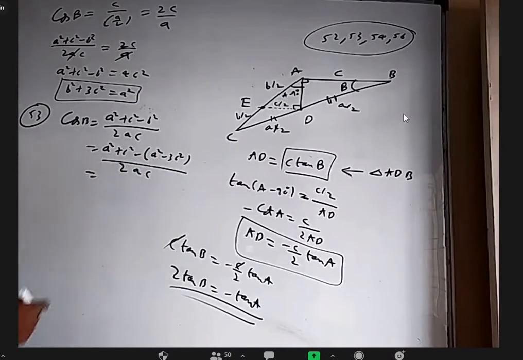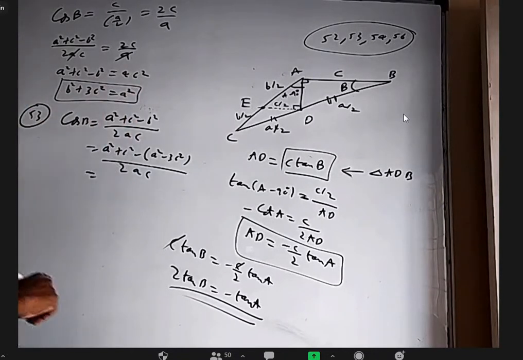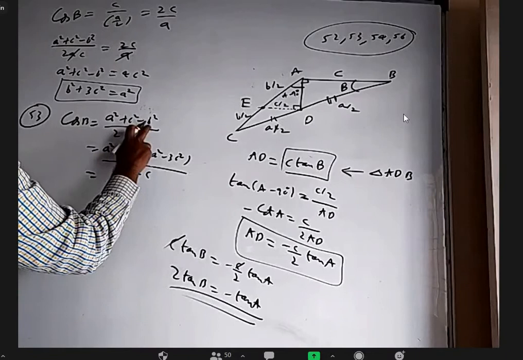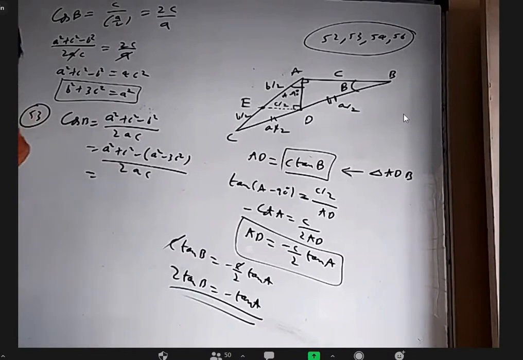B square plus 3C square is A square, this is what I wrote, correct. Good. They don't want any B. So in the place of B, I can write A square minus 3C square. But A square is getting cancelled. I'll get 4C square. But the answer for 53, by the way, is B square plus C square by CA. You want to get B square plus C square here.